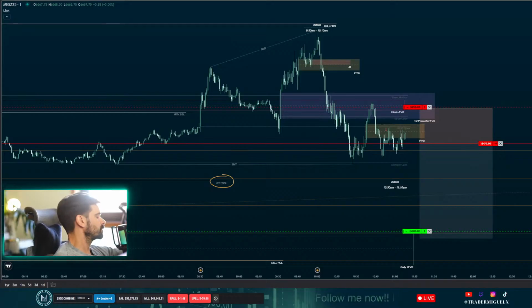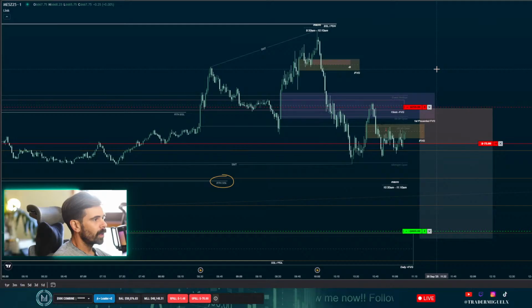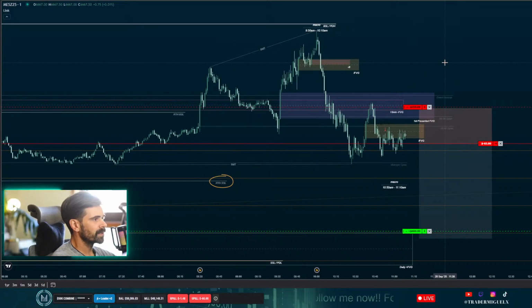Oops. Oh well. Yeah, it seems like ES is kind of stubborn right now. I really would like to see 830 open acting as resistance, but at this point, I really start to have some mixed feelings about this position.